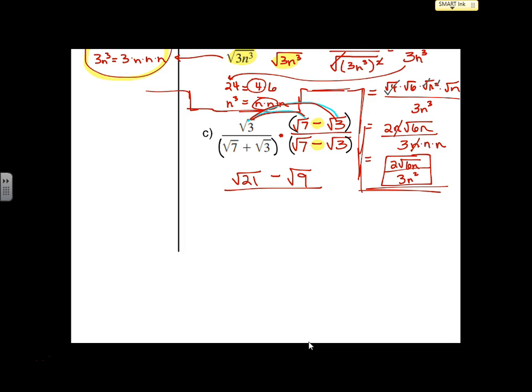Coming back to the bottom, I'm going to start with first, because aren't I going to have to do first, outer, inner, last? Yeah. Now, does your brain work better with square root of 49? Oh, it's going to be 7. Or square root of 7 squared. Oh, that's going to be 7.